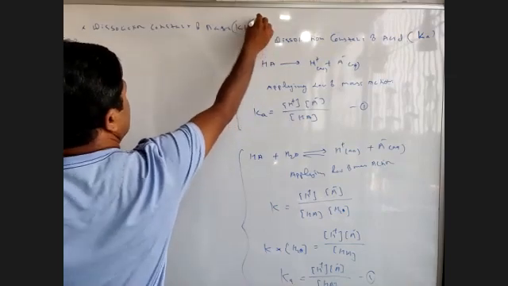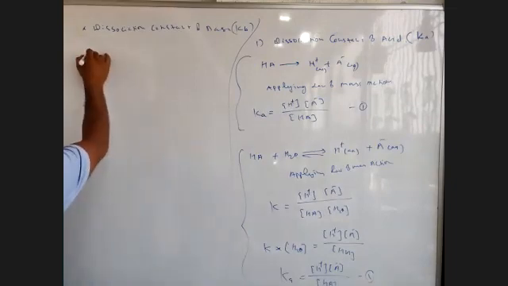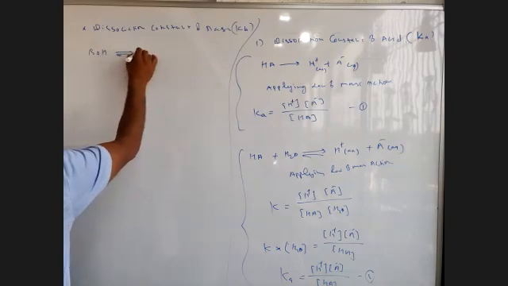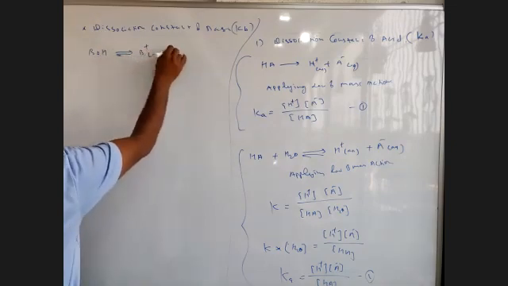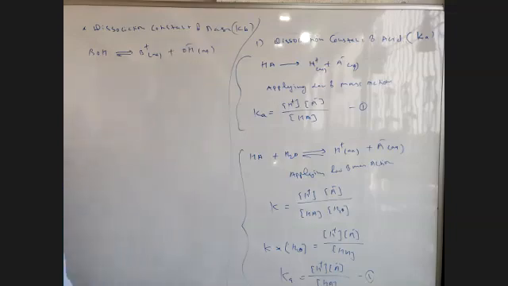This is constant of base. ठीक है. अभी बेस के लिए क्या रिप्रेजेंटेशन आता है? बेस इज जनरली रिप्रेजेंटेड एज BOH. BOH dissociate to produce B plus aqueous plus OH minus aqueous. इस तरीके से आएगा. Got it?